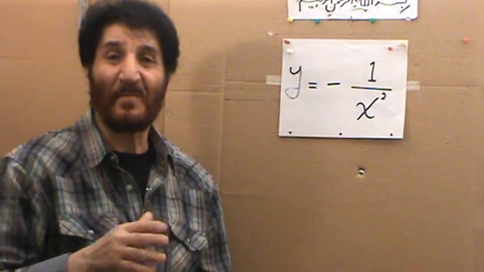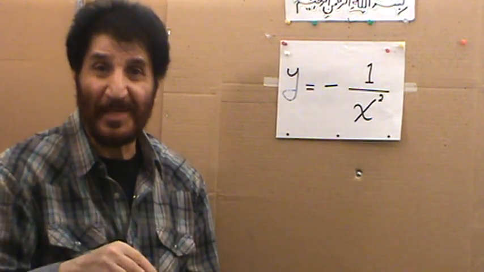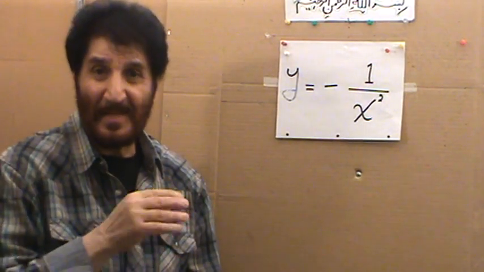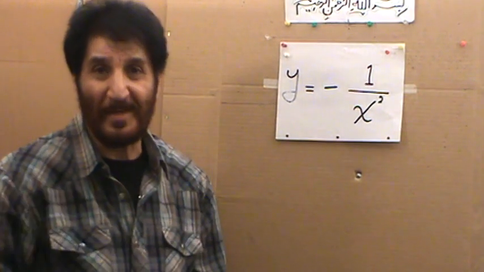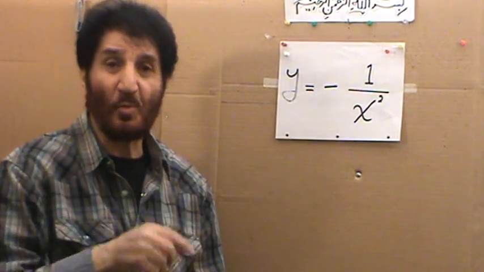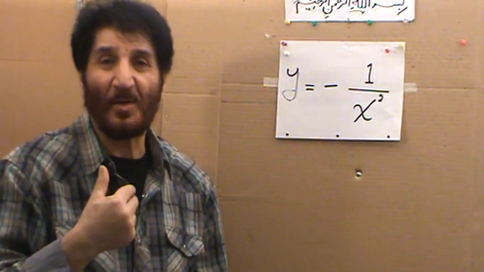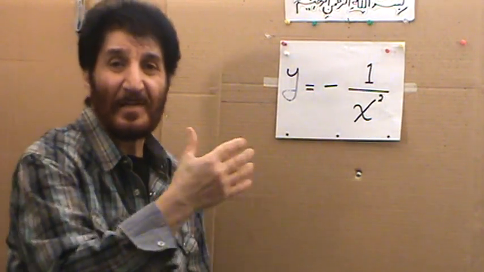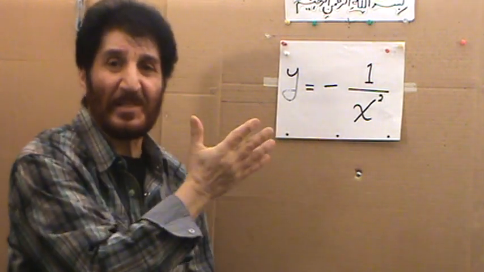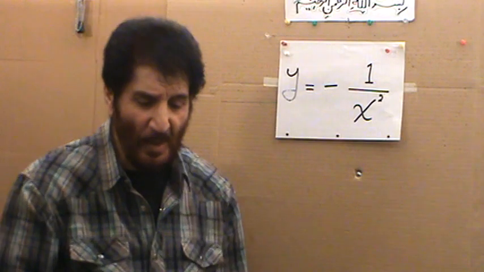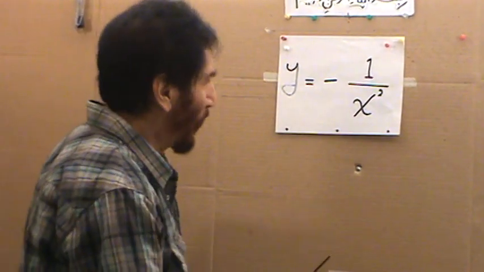That means the graph must fall into the third and fourth quadrants, depending on the selection of x, third or fourth quadrant. Because in these two quadrants, y is negative. But again, the values that we select for x, we can select positive or we can select negative. Okay, then now let me go also.